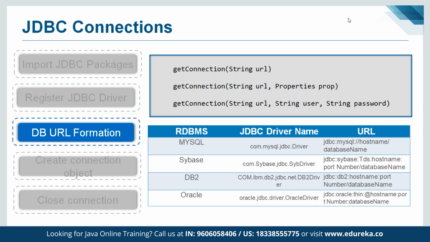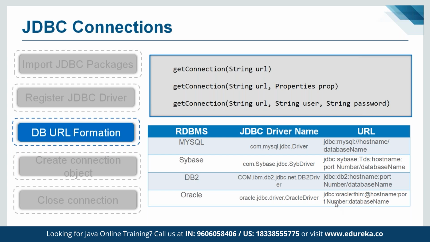So it depends on the database. If it is MySQL, com.mysql.jdbc.Driver and the URL jdbc:mysql. We are discussing this point only to understand that every database has its own JDBC driver and its own URL to connect. But we are talking about Oracle: oracle.jdbc.driver.OracleDriver, JDBC, Oracle, thin, host name, database server name, port number.